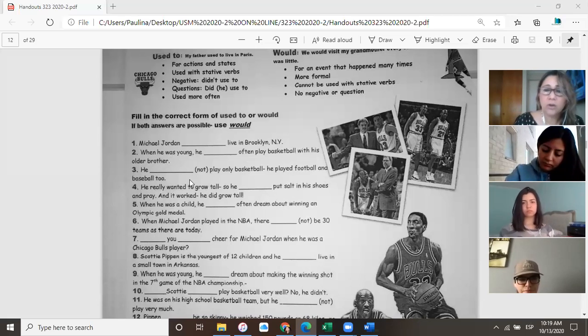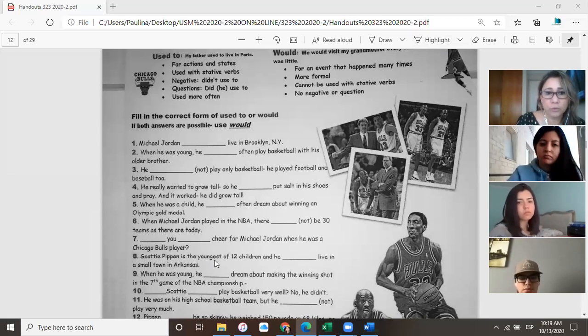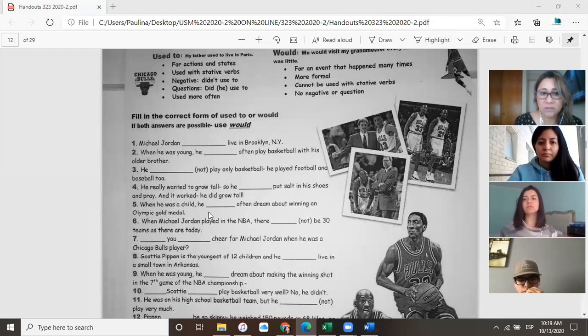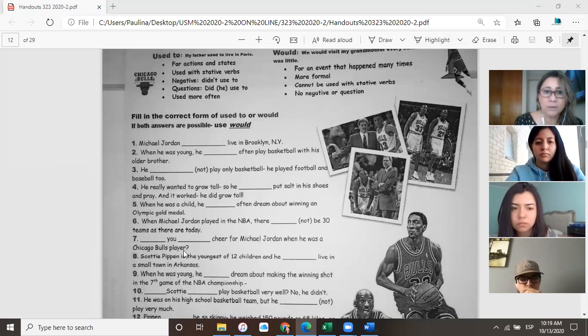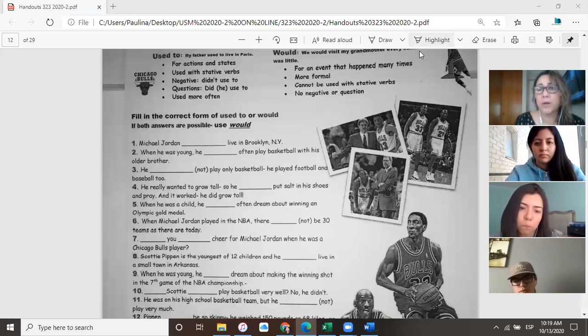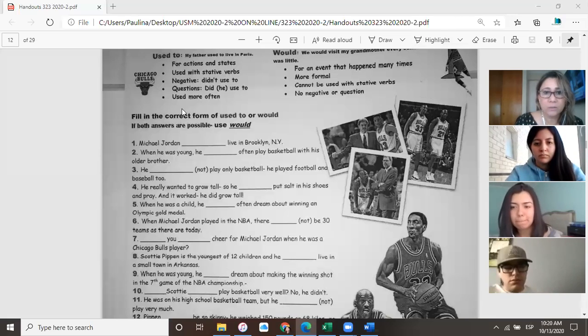Okay? So, you are going to work in groups. You have this in your handouts, but you are only going to do until number 10. No more than 10, okay? So you have to do number 3, 4, 5, 6, 7, 8, 9, and 10 in breakout rooms. You have 5 minutes to do this.